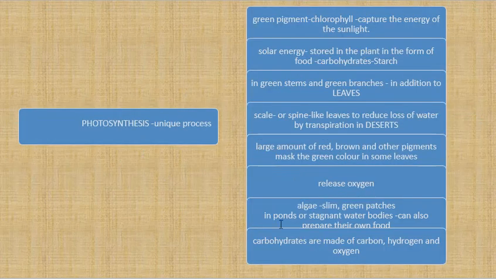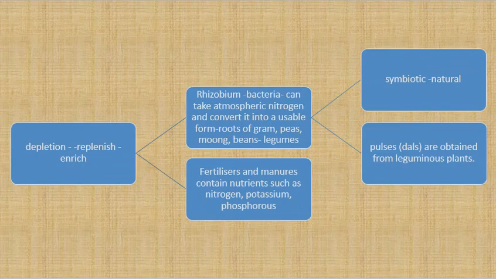The carbohydrates are made up of carbon, hydrogen and oxygen. This is the carbohydrate that is stored in the form of starch or food in the plant. It is made in the presence of sunlight. The carbon comes from the carbon dioxide that is taken in through the stomata. The hydrogen comes from the hydrogen of the water. Oxygen is released and the rest of the oxygen is used for making carbohydrate.